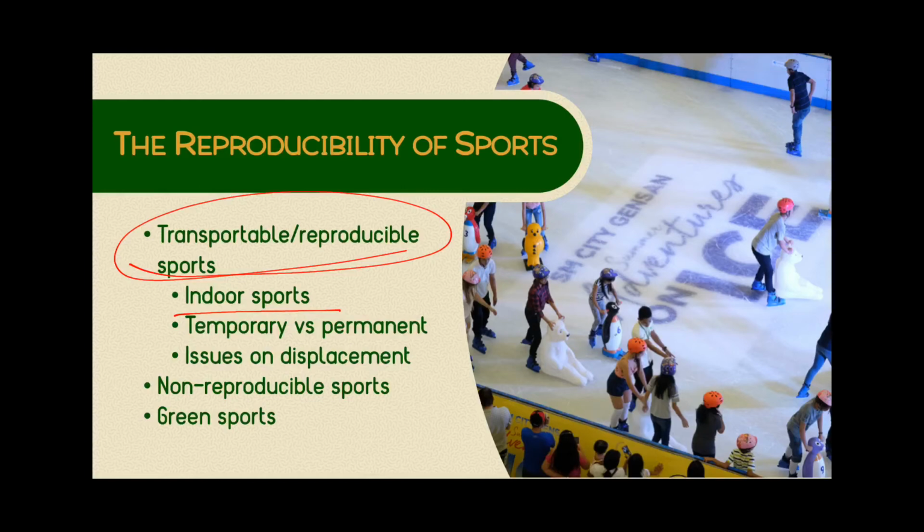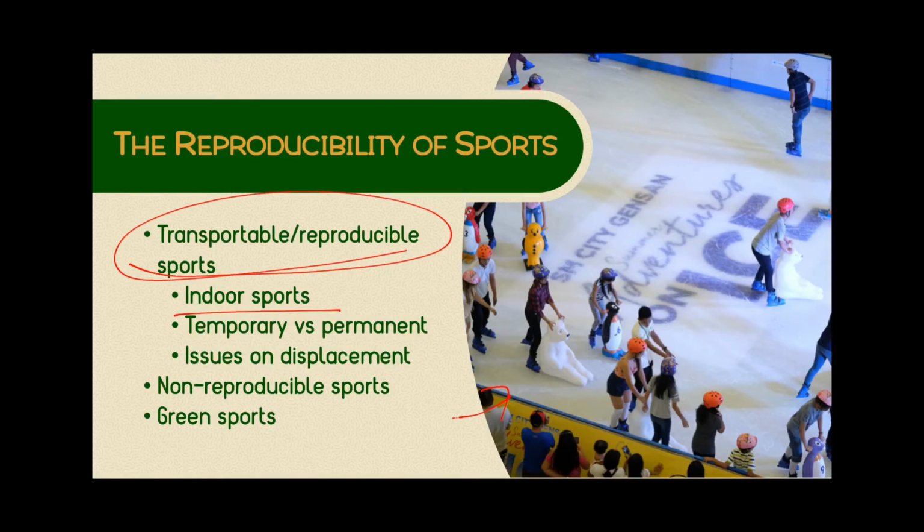Another example would be ice skating. Ice skating, an example of a transportable sport. It used to be done outside, when the lakes and the rivers are frozen, they do the ice skating there. But they can already transport them indoors so that people can also do ice skating indoors and can also do ice skating even if there's no winter in the country.